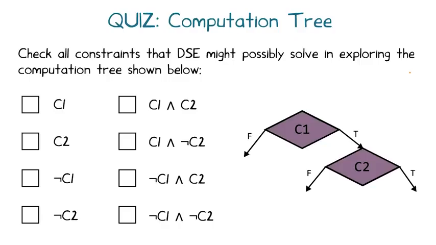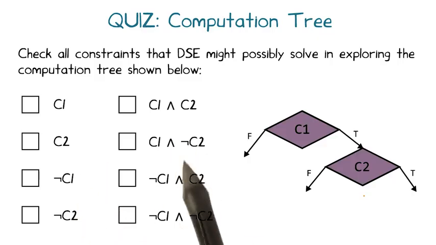Now that you have seen an example of how DSE works, take a moment to consider this quiz. We are given a computation tree as follows. The program starts by checking condition C1. If false, the program terminates. If true, the program checks condition C2. Regardless of how C2 evaluates, the program terminates.